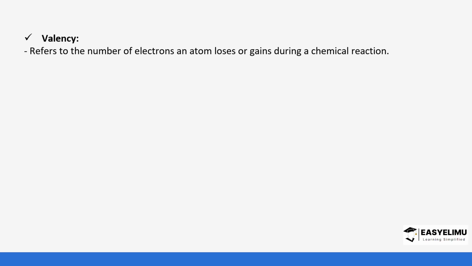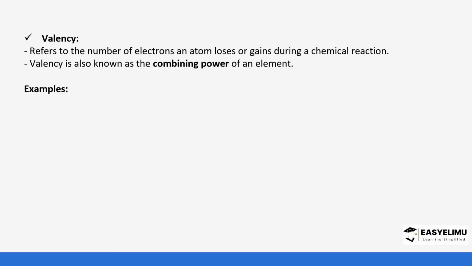Valency refers to the number of electrons lost or gained during a chemical reaction. This looks similar to when we were defining charge and oxidation number. But for valency, it's also referred to as the combining power. It does not have the positive or negative, as in the case of charge and oxidation number.